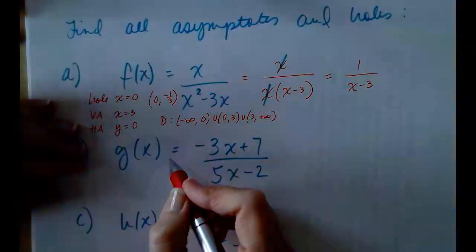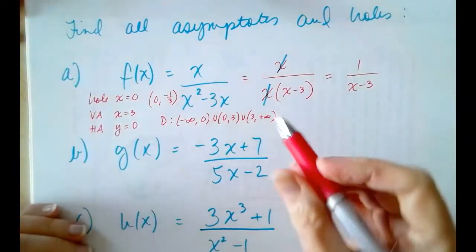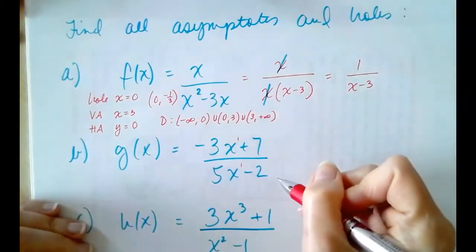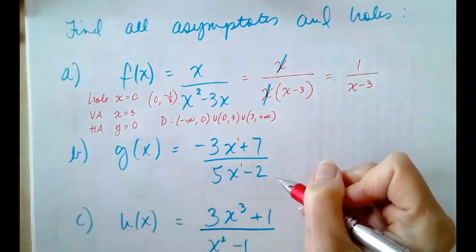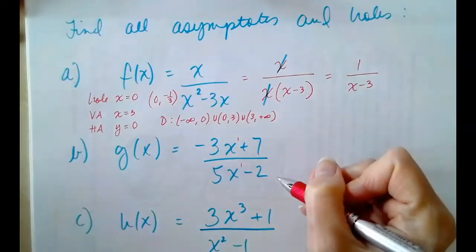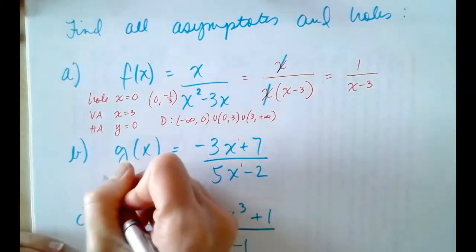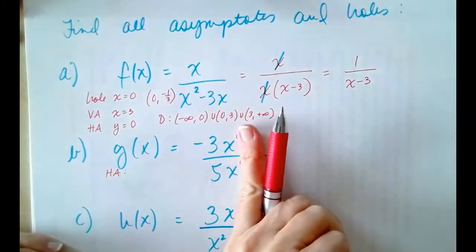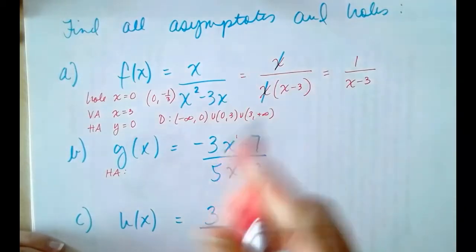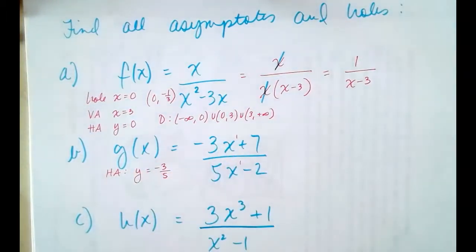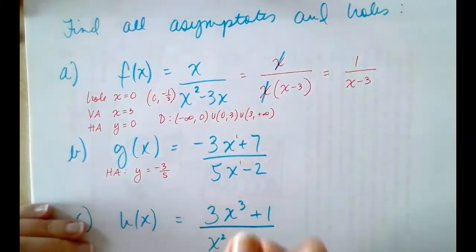Next, g of x. This particular function has the same degree on the top and the bottom. Also, nothing factors. And if nothing factors, then nothing's going to cancel. That means there are no holes. But we have a horizontal asymptote at, remember, cover up everything except those leading terms. Negative 3x over 5x simply is y equals negative 3/5. So a horizontal asymptote at y equals negative 3/5.